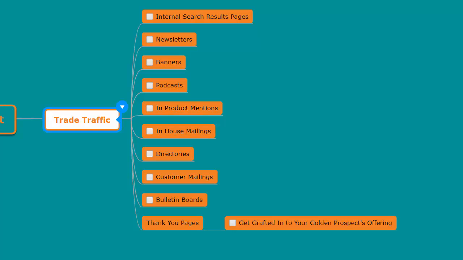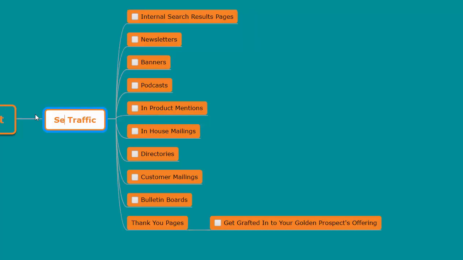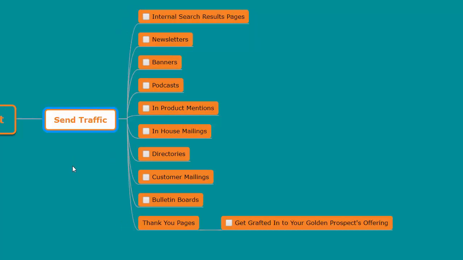I just believed in what I was doing. And I just kept giving to Eric, and giving and giving. And now I'm doing that with other prospects. And you could be doing that all the time with your golden prospects to get their attention. So that's just some of the ways you can get the attention of your golden prospect for your first touch with him or her by helping them get traffic. So instead of trade traffic, we're going to call this send traffic.